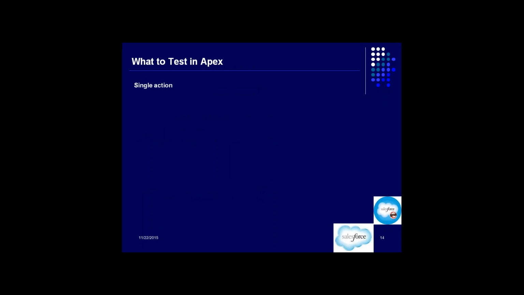The first thing that we need to test in Apex is a single action. Single action means if the job of my code is to update a record, is my code updating one single record or not? That's the first thing that I should be checking. If it does not work for a single record, then there is no point going and checking it for multiple records. So first, check whether the single record action is happening or not. That's the single action.